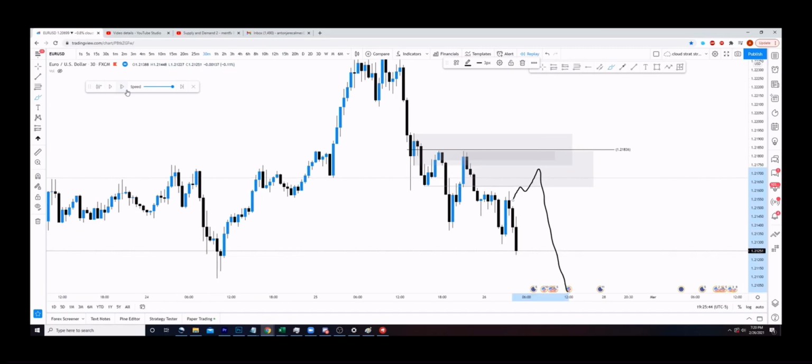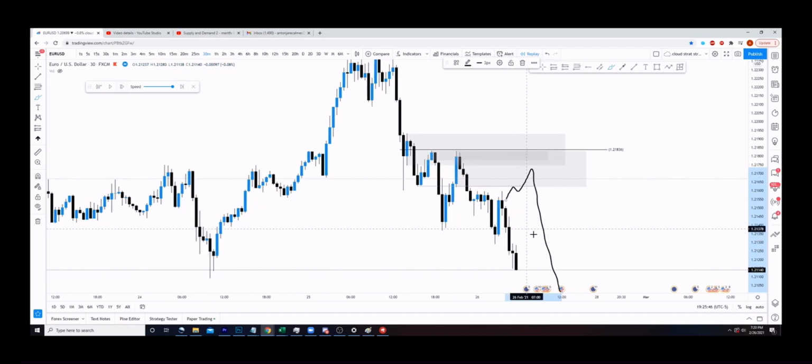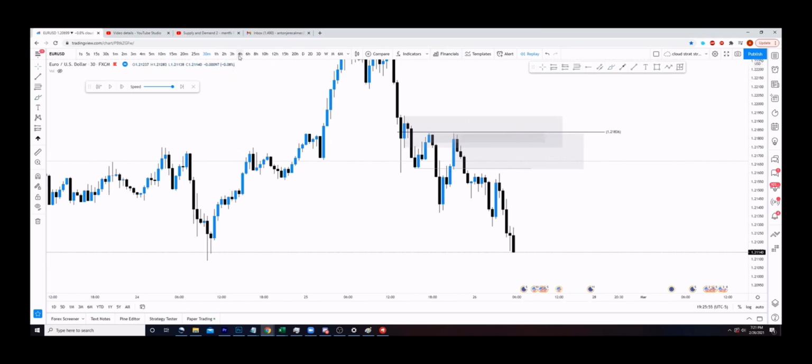And we can see what happens here. We don't get any of that. Instead, we form a new supply zone right here, right off of no other supply zone. There's nothing really that it formed off of unless we were using a higher time frame.